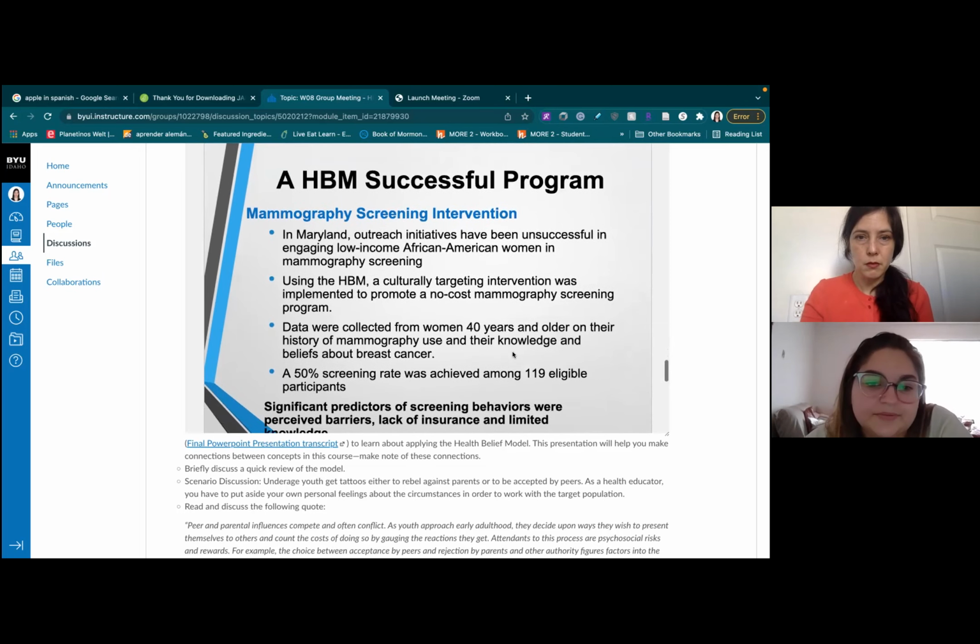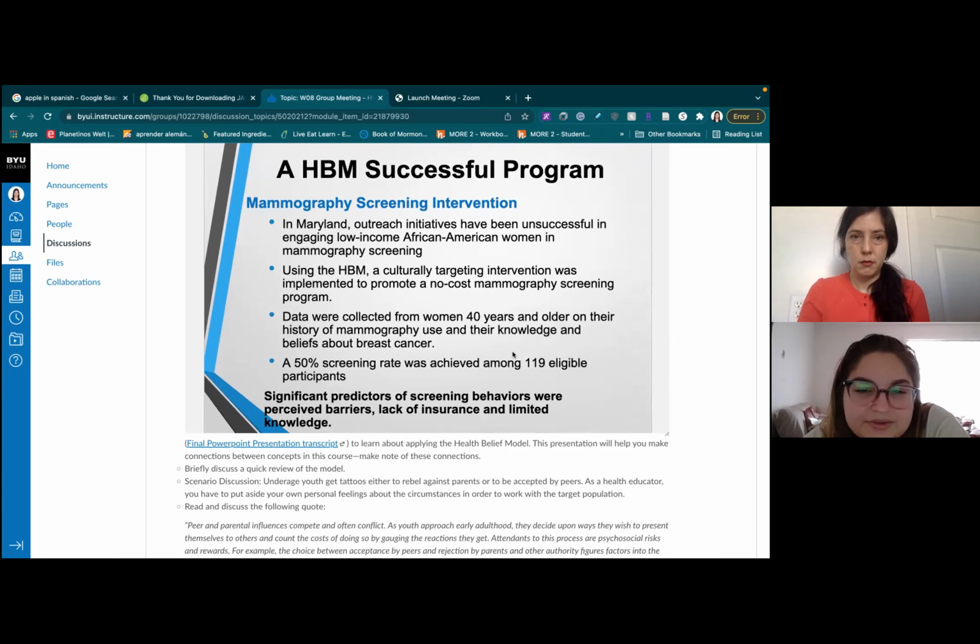An HBM successful program: a mammography screening intervention. In Maryland, outreach initiatives have been unsuccessful engaging low-income African women in mammography screening. Using the HBM, a culturally targeted intervention was implemented to promote a no-cost mammography screening program.